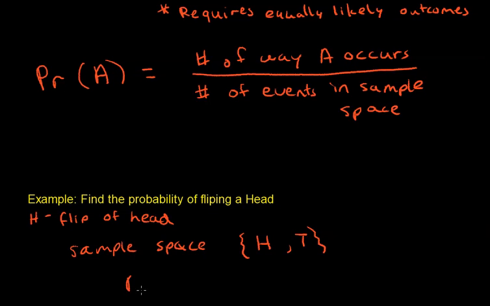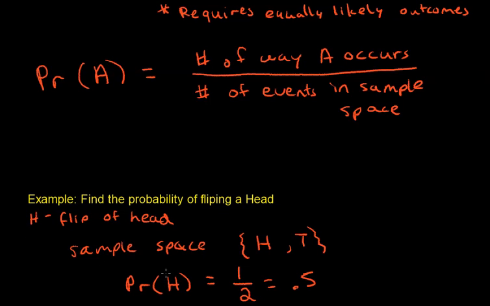Okay, so then if I'm trying to calculate the probability of getting a head, the number of ways a head can occur, well, it can occur one out of the number of events in the sample space. Well, there's two events in the sample space, so 1 out of the 2, which is 0.5. Right? So 50% of the time you get a head, which we all know to be true. So there you go. This classical approach to calculating probability works.